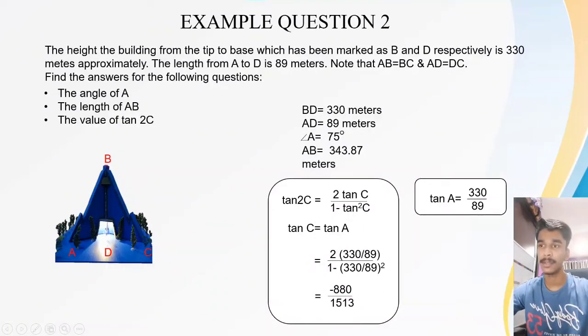If we substitute the values into the formula of tangent 2C, it equals 2 open bracket 330 opposite over 89 adjacent close bracket, divided by 1 minus open bracket 330 over 89 close bracket to the power of 2, and the final answer is negative 880 over 1513. So I hope that you can understand the relationship between trigonometry and architecture or the prototype that you have made. The sub-questions that I have explained to you are some values that you can find from the architecture by using trigonometry functions. Thank you.